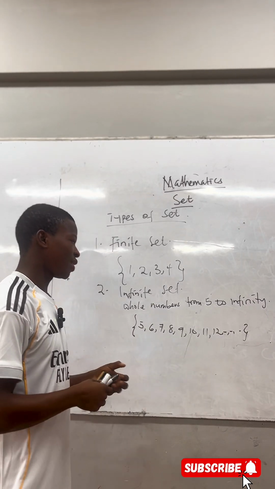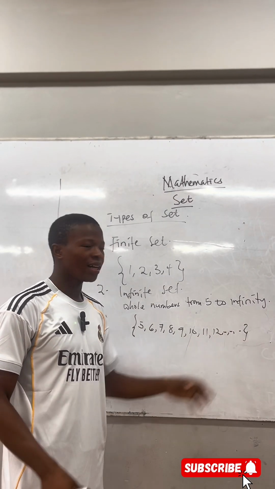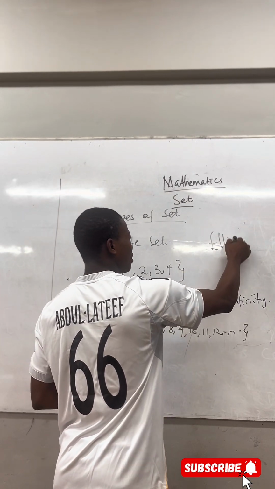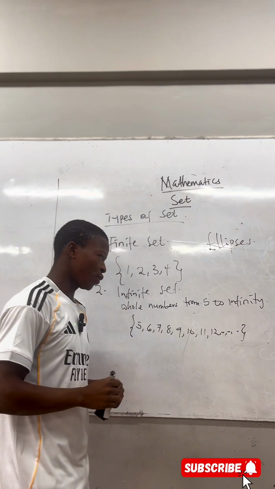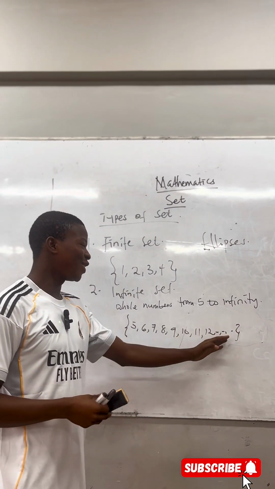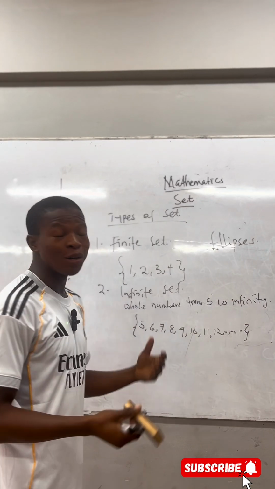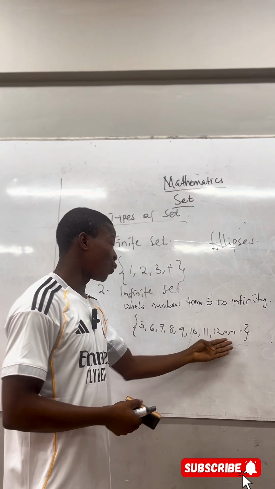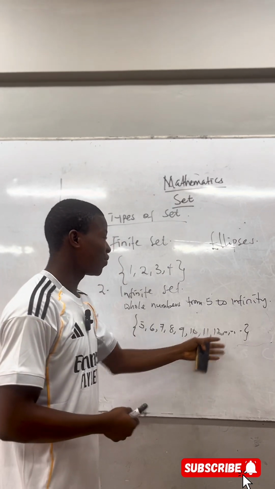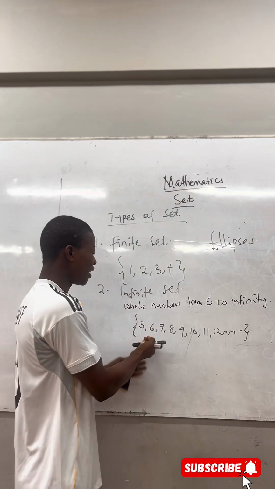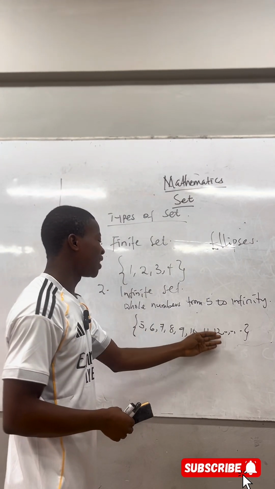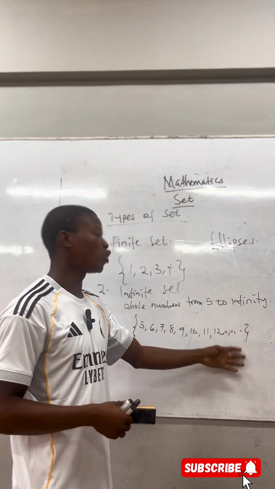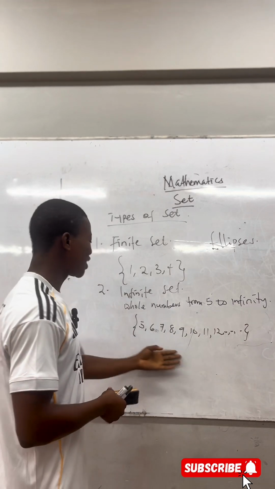In sets, these three dotted lines are called ellipses, and they are always three. We shouldn't let it exceed three. Even though if it exceeds three there is no problem with that, mathematically it's supposed to be three. So we call it ellipses. This is an infinite set, telling us that the final number or final member or element is not known in this particular set.